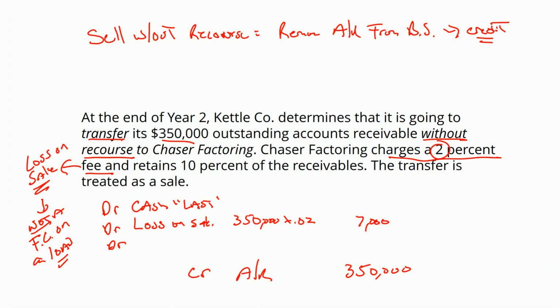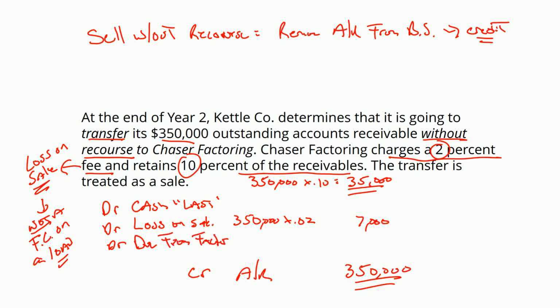Okay, the factor is also holding back 10% of the receivables. They're not giving us that cash yet. The factor is holding back $350,000 times 10%. They're holding back $35,000 that they might give us if the factor collects the entire $350,000. So they're kind of holding that as security. Okay, so we call that due from the factor that we might get. And this is negotiated between the seller and the buyer, the factor. And they negotiated, well, hey, the factor says, you want me to buy your receivables? I'm holding back 10% in case I don't get paid.